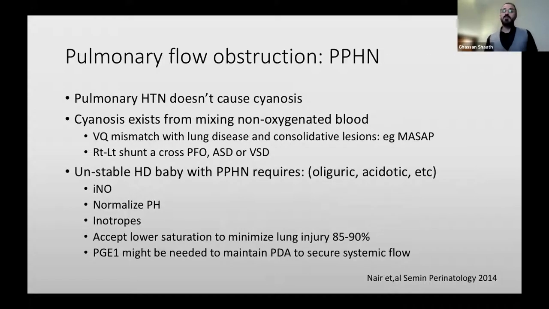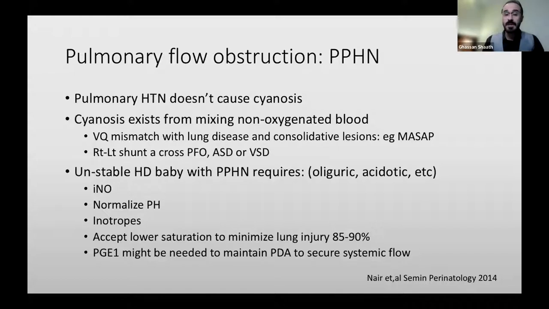Now, pulmonary flow obstruction, with an entity of persistent pulmonary hypertension of the newborn that our colleagues in neonatology face frequently, and congenital diaphragmatic hernia and so on. Pulmonary hypertension does not cause cyanosis per se, unless there is a mixing of non-oxygenated blood to the oxygenated side, like ventilation-perfusion mismatch at the lung level in a meconium patient, or a right to left shunt across the PFO or ASD or VSD. That actually increases the cyanosis, but the pulmonary hypertension itself doesn't make the cyanosis.